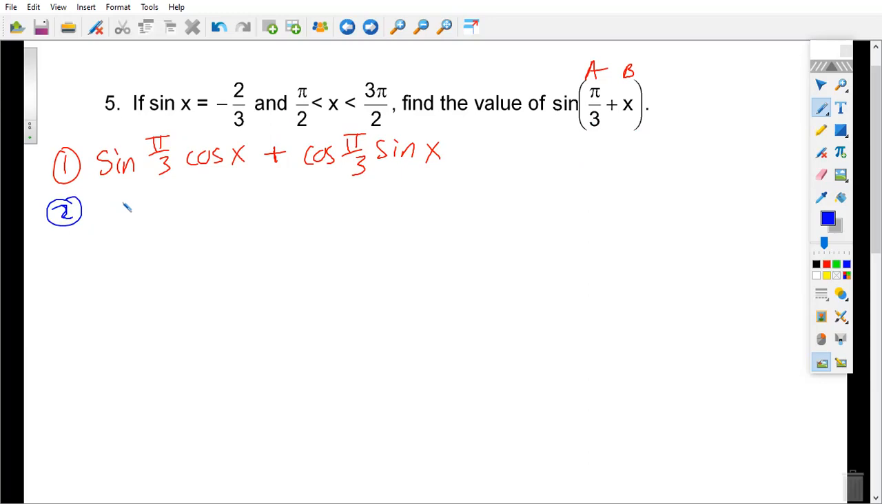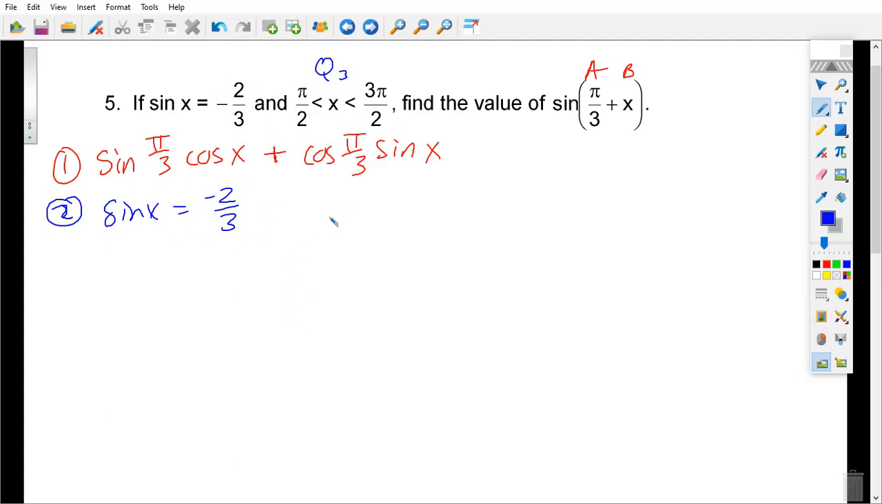What do we have missing? Cosine x and sine x. Well, sine x, they gave it to us. What is sine x? Equals -2 over 3. It also tells us that x is between pi over 2 and 3 pi over 2, but if sine is negative, then this is in what quadrant? 3. So we know that the angle has to be in quadrant 3. In quadrant 3, what are the signs for cosine and sine? They are both going to be negative.